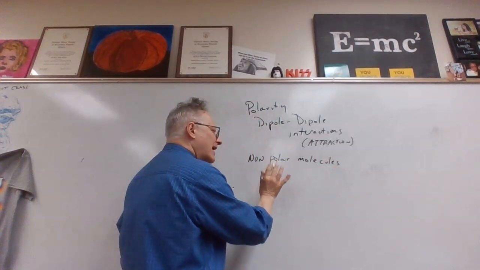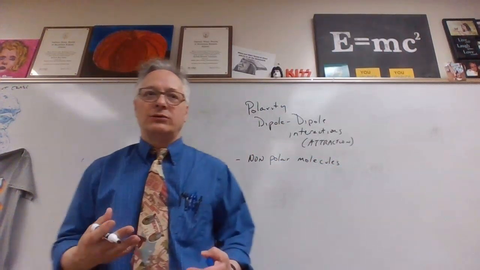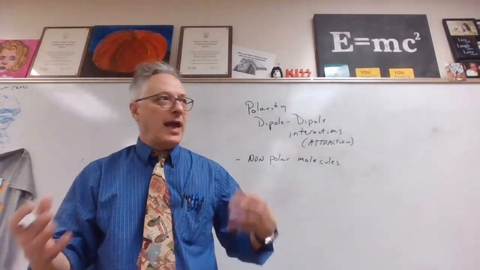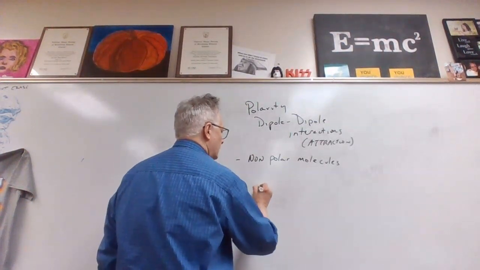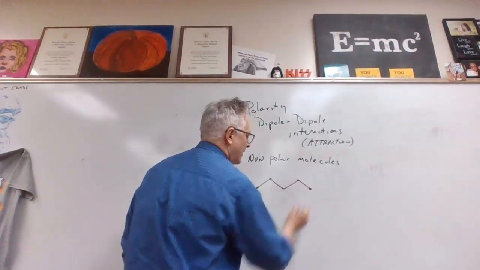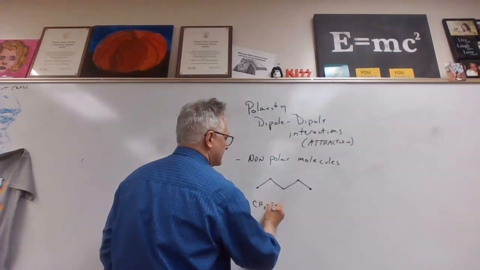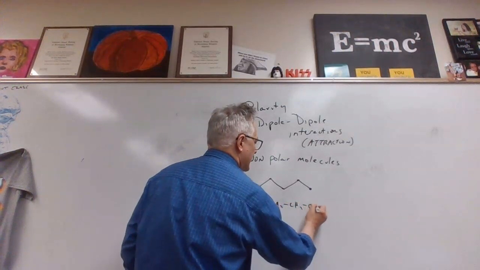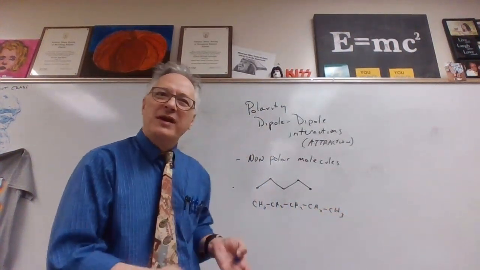And they're kind of interesting because we can have nonpolar molecules that have incredibly low boiling points and incredibly high vapor pressure. Pentane was an example. Pentane, 1, 2, 3, 4, 5. That was our shorthand notation for it. But really it's CH3, CH2, CH2, CH2, CH3. And it's not a very big molecule.